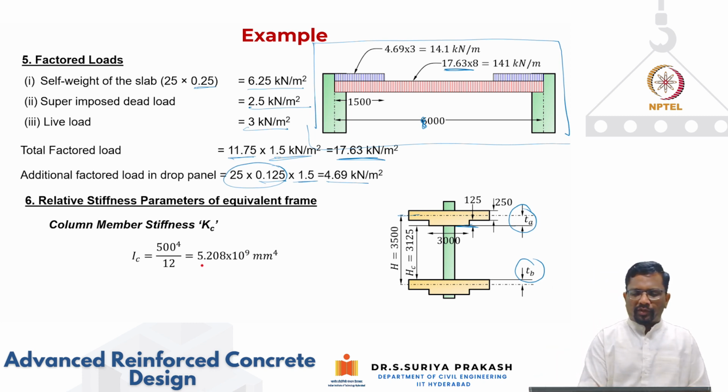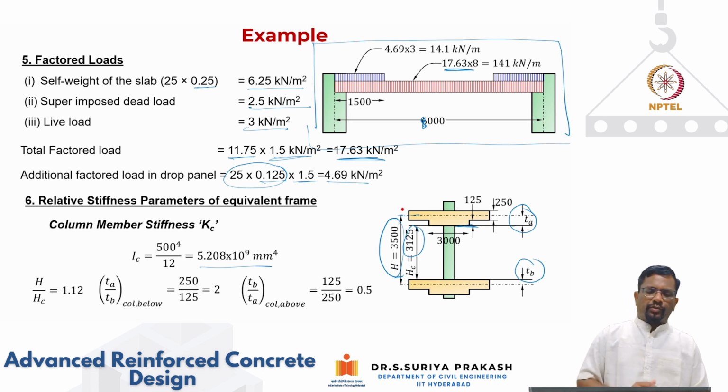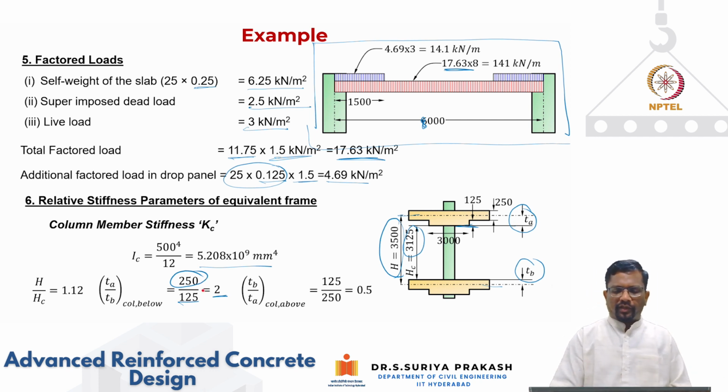So if you substitute the numbers, you get the moment of inertia as this, and for h by hc, we have done the clear center to center height of the column as 3500, and the clear distance as 3125. So if you take the ratio, it is 1.12, and ta we have seen as 250, and tb is only from the center line to the top, which is 125. So you get the ratio for the column below as 2. For above, you have to take the reverse. So if you take the reverse, it is 0.5.